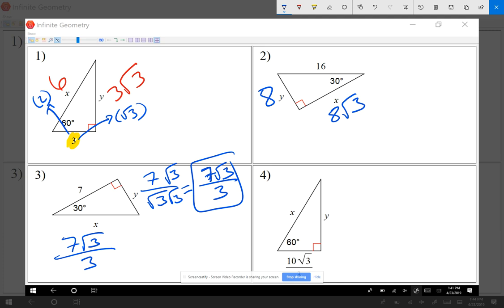That's the small side. We multiply it by 2. I'm multiplying, so I put it on the top. We can combine whole numbers. I'm going to combine whole numbers, so I'm going to call this 14 radical 3 over 3. All right, you can combine your whole numbers.